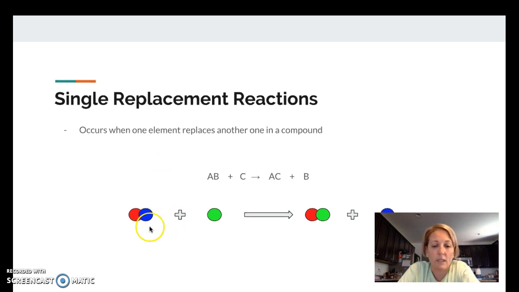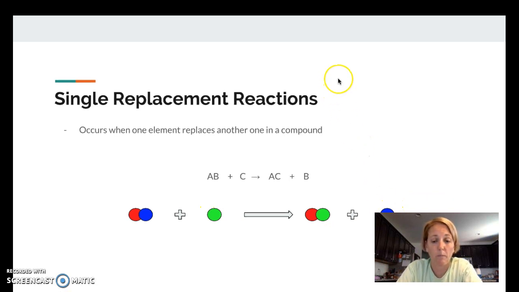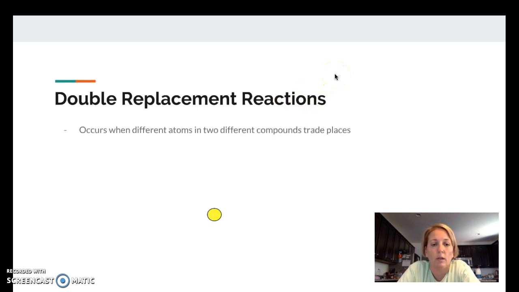Notice we single replaced. We replaced this blue circle with a green circle, and then this green circle was replaced by the blue circle. They just flip-flop spots. Now a double replacement, and I apologize, I could not get that yellow circle off of there, but it will make sense here in a minute. In double replacement, we are replacing 2 different elements or atoms in 2 different compounds. Here's what this would look like. We have compound AB plus compound CD. That is going to yield in this chemical reaction compound AC plus compound BD.